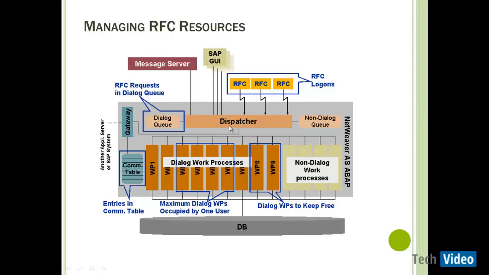We have SAP GUI coming to the dispatcher, and we also have message servers, or maybe another message server, coming to the dispatcher. We also have RFC logons coming to the dispatcher. Let's assume your dispatcher is processing all the RFC calls and giving them to the work process, whereas you have a specific number of work processes to process the entire data, your SAP GUI information as well as RFC information. Let's assume the RFC information is quite high. So based on the dispatcher activities, it keeps allocating the work process.